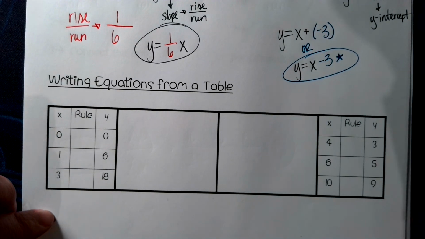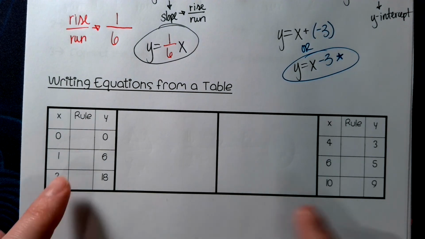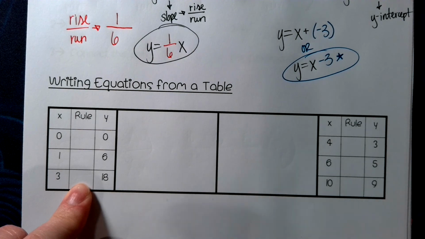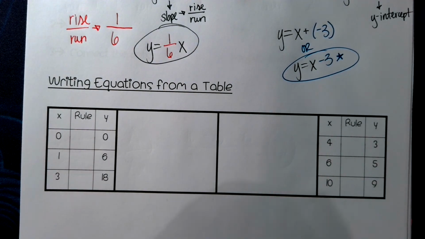So for us to figure out what our equation is from a table, we first need to figure out a rule. They're not typically going to have this column in there for you. I just did this to help you visualize things. So please try to make sure you're writing in those rules when you're just having a regular table.